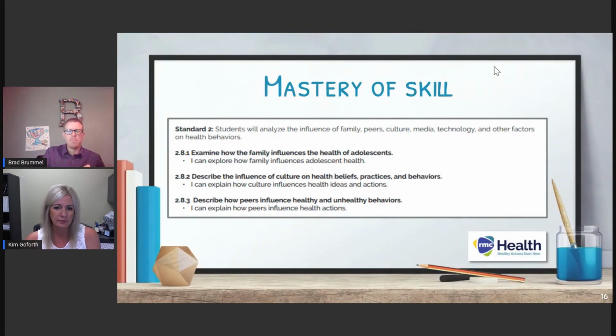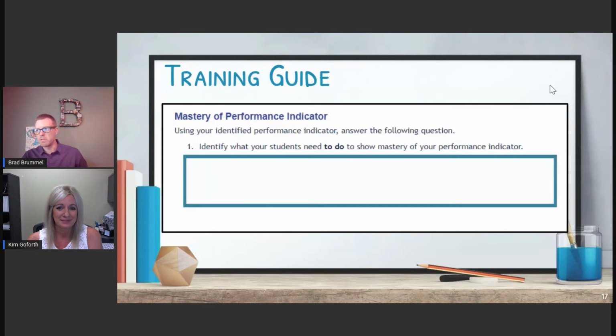Sometimes we have a hard time going straight from the performance indicator to planning our instruction. That's why this is the important step in that backwards design: taking a moment to look at what mastery will look like. What will my students actually be doing? What will that look like? Then we can start planning our practice opportunities and instruction based off of that mastery statement. Right, it's an important step to take. Sometimes it takes some time, but it's an important step.